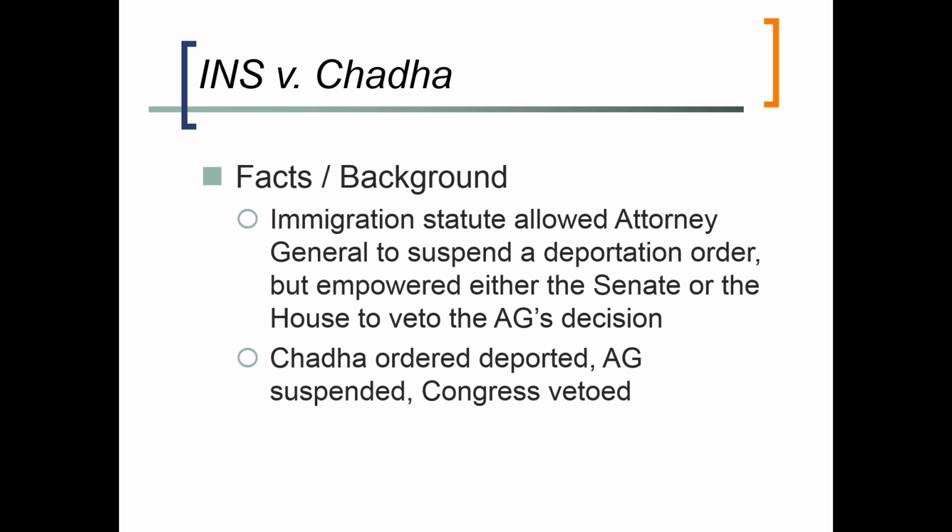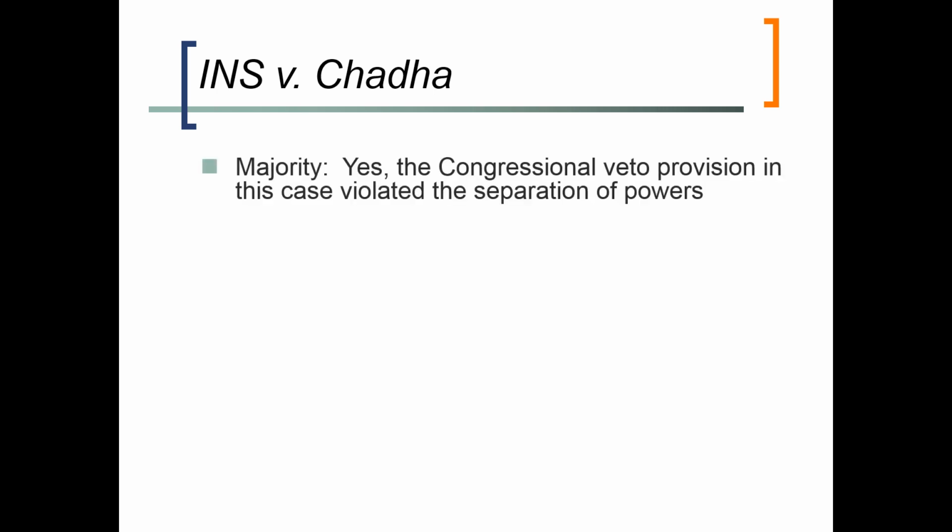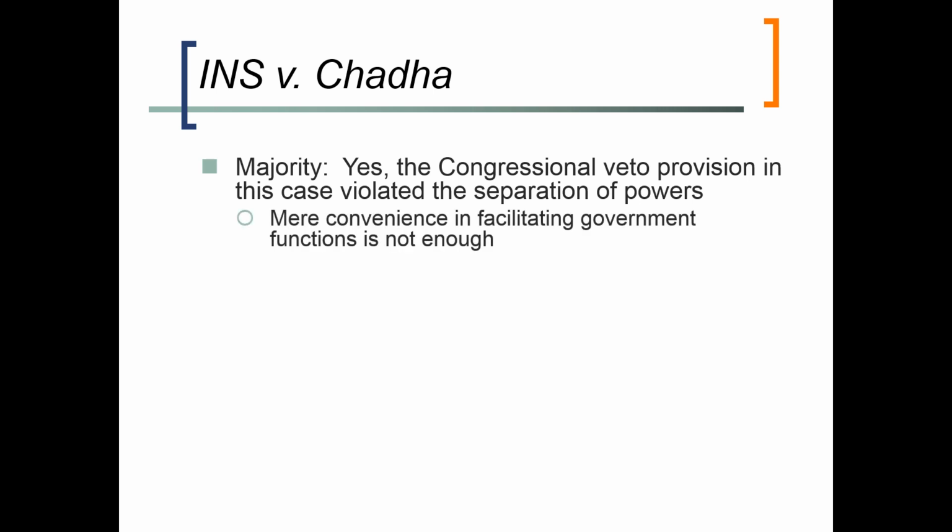So the issue before the Supreme Court is, does this congressional veto provision violate the constitutional separation of powers? And the majority opinion says, yes, it does. Now, a key issue threading through this question is the existence of the modern administrative state. We know we have a legislature, an executive, and a judiciary. Those are the three branches mentioned in the Constitution.